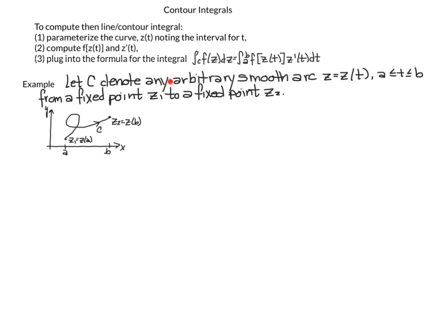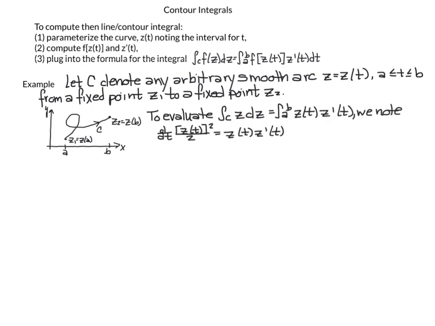Here we're going to let C denote any arbitrary smooth arc, z equals z(t), t goes between a and b, from a fixed point z1 to a fixed point z2. So I just drew a random path from z1 equals z of a, z2 is equal to z of b. To evaluate this integral, we're going to note that we have the integral from a to b of z of t, plugging in our path, times z prime of t, and the derivative of z of t squared over 2 is equal to z of t times z prime of t. So that's exactly what we have here.